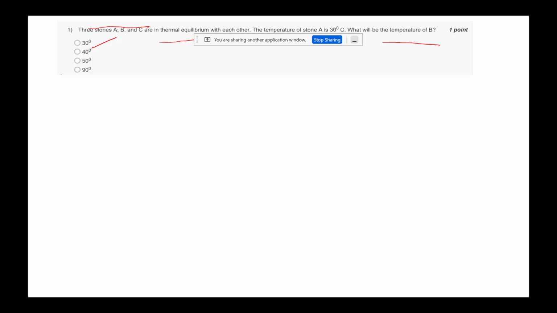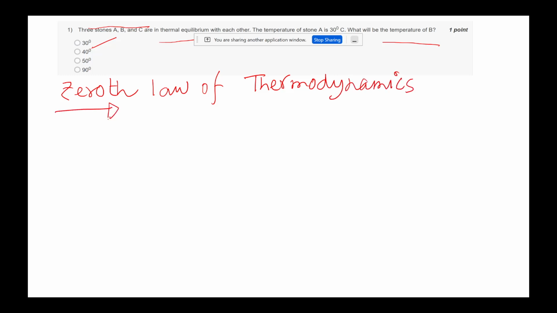So the statement is like this. Let's say there are three objects or three systems, A, B, and C. It is better to state the law this way: if a body C is in thermal equilibrium with two other bodies A and B, then we can say that A and B are in thermal equilibrium.